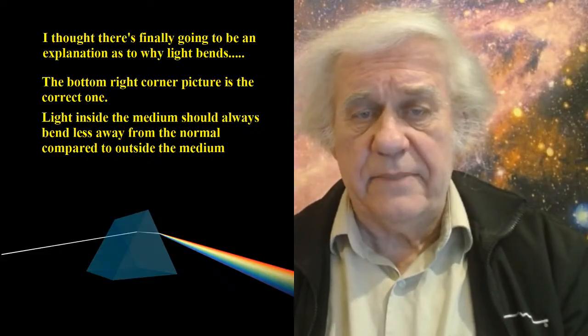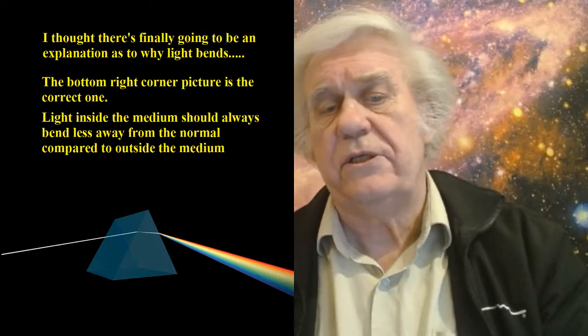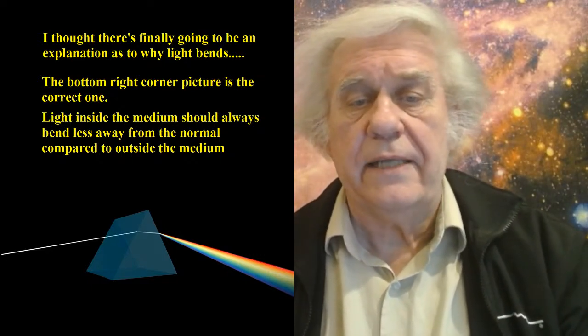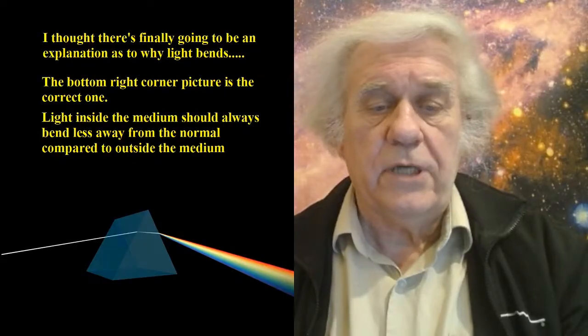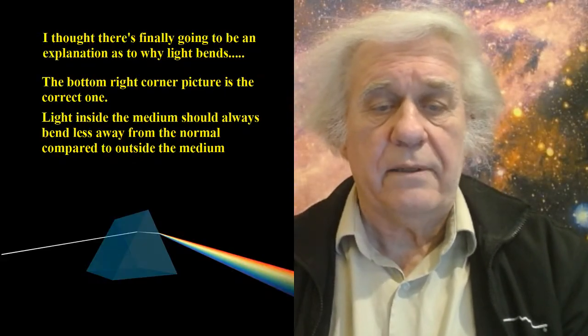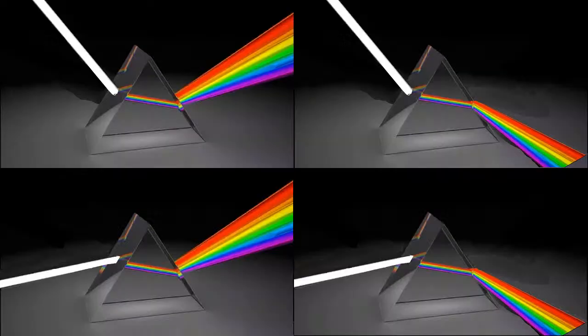And he says the bottom right corner picture is the correct one, which is the one he's showing there, right? Light inside the medium should always bend less away from the normal compared to outside the medium. What is he talking about? Well, he's talking about this, which I put out last week. It's the four scenarios: light coming from above, in both cases at the top, and light hitting the prism from a lower angle. So we have higher angle and lower angle, and the question is, which way does light travel through the prism, and which way does light come out of the prism?